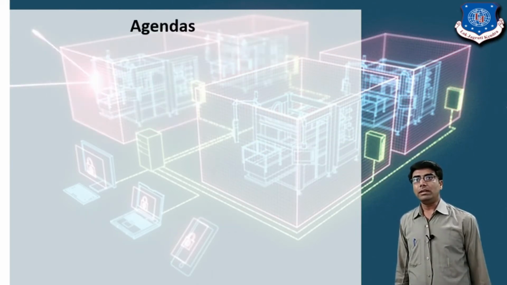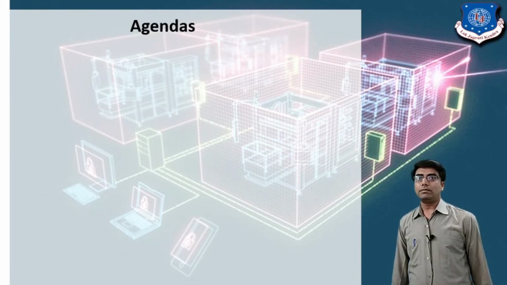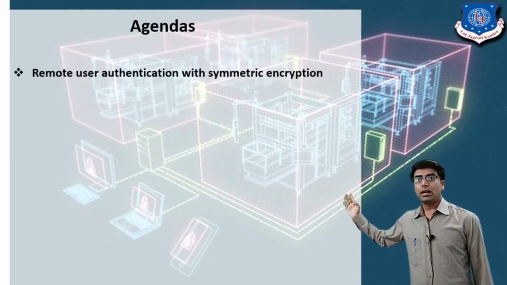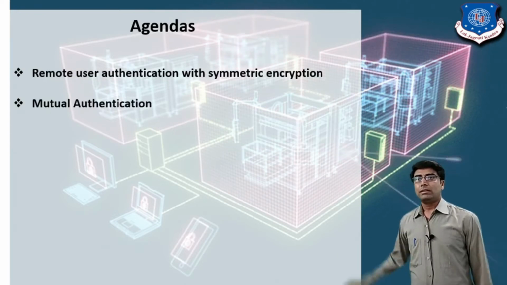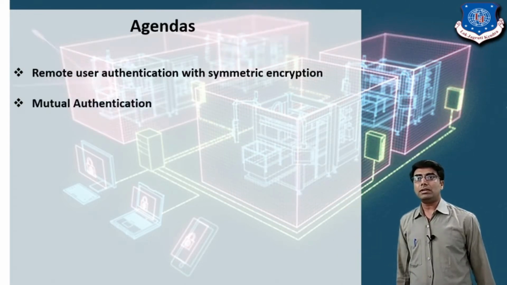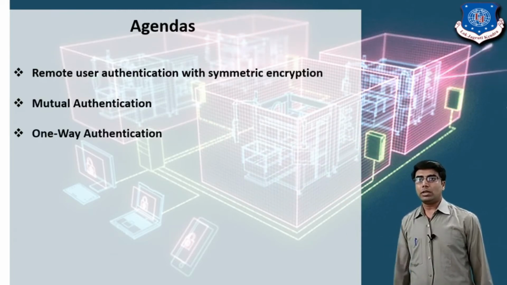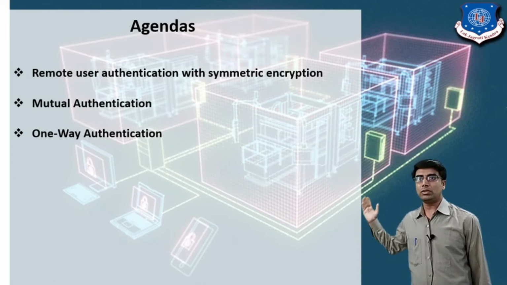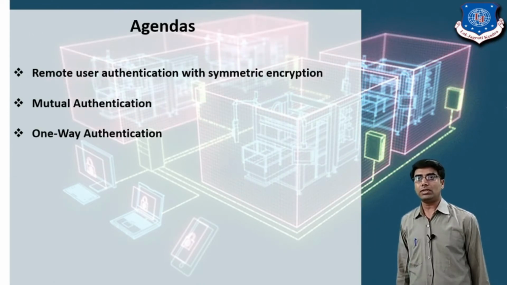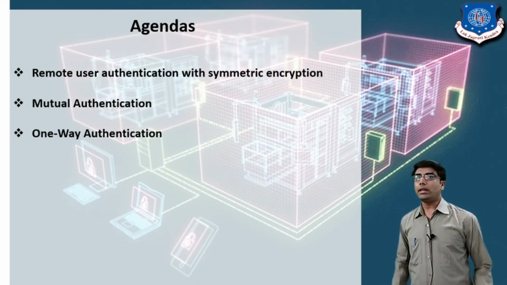Now let us see the outline of this video lecture. The first, remote user authentication with the symmetric encryption. The second, mutual authentication and the one-way authentication. The mutual authentication and one-way authentication, these are the two techniques of a remote user authentication with the symmetric encryption.